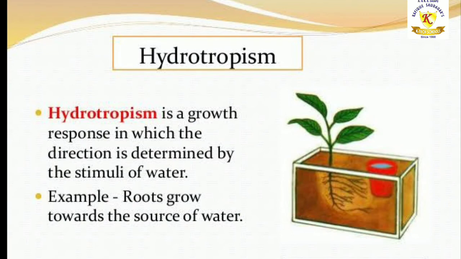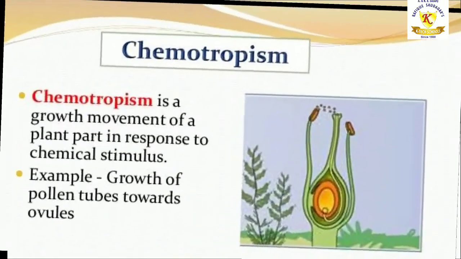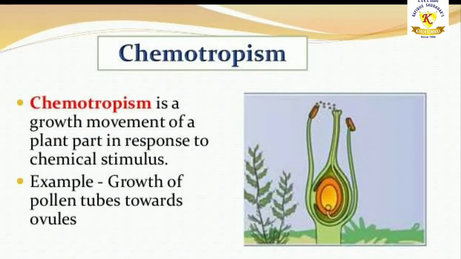Hydrotropism. It is a growth response in which the direction is determined by the stimuli of water. For example, roots grow towards the source of water. Chemotropism. It is the growth or movement of a plant in response to chemical stimulus. For example, growth of pollen tube towards the ovules.